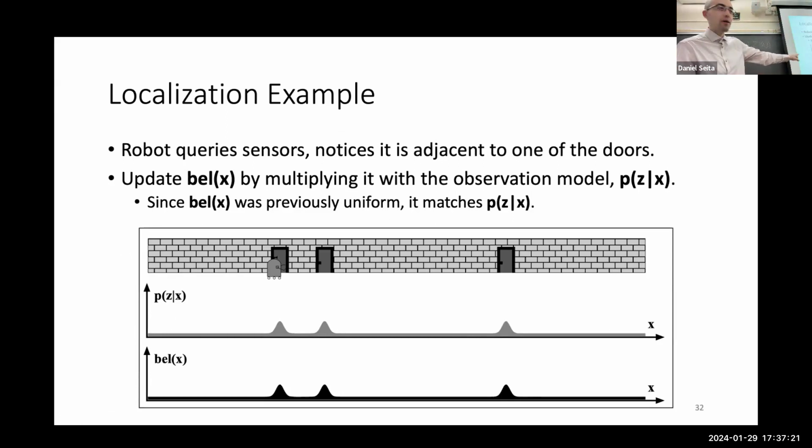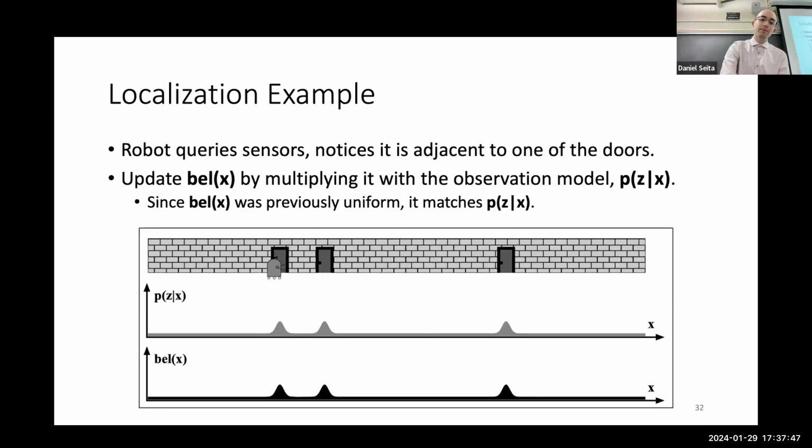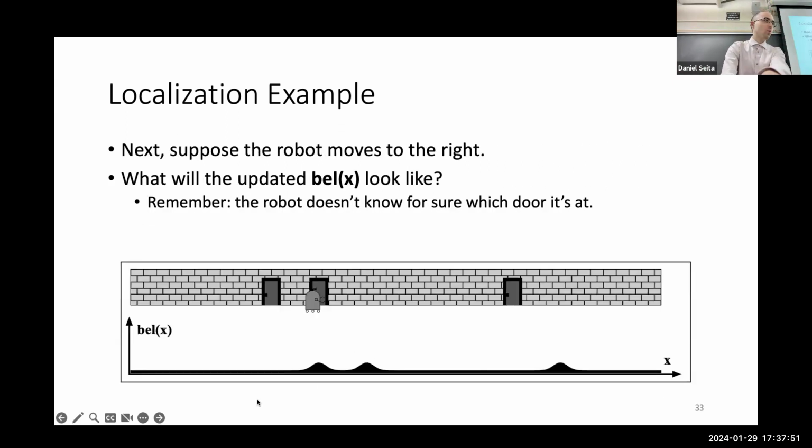So if you compare this with that, the belief should be something like this. The robot moves right, and then the belief similarly shifts to the right. But if you look at the curve there, it looks less peaky, right? So why is that?